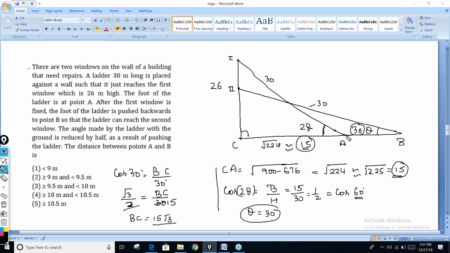So the complete length is 15 root 3 and this length is 15. So we need to find out what is the length of AB. The AB length will be 15 root 3 minus 15. The complete length is 15 root 3. This is 15. So the length of AB will be 15 root 3 minus 15. That is 15 times root 3 minus 1.